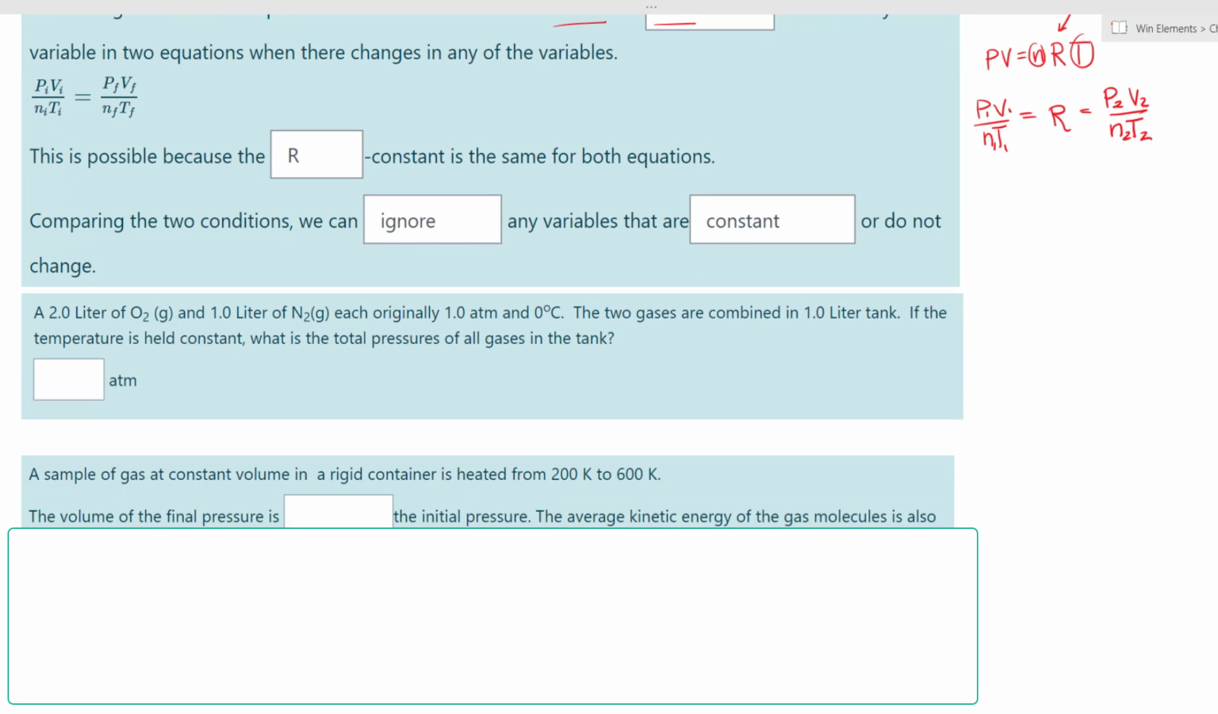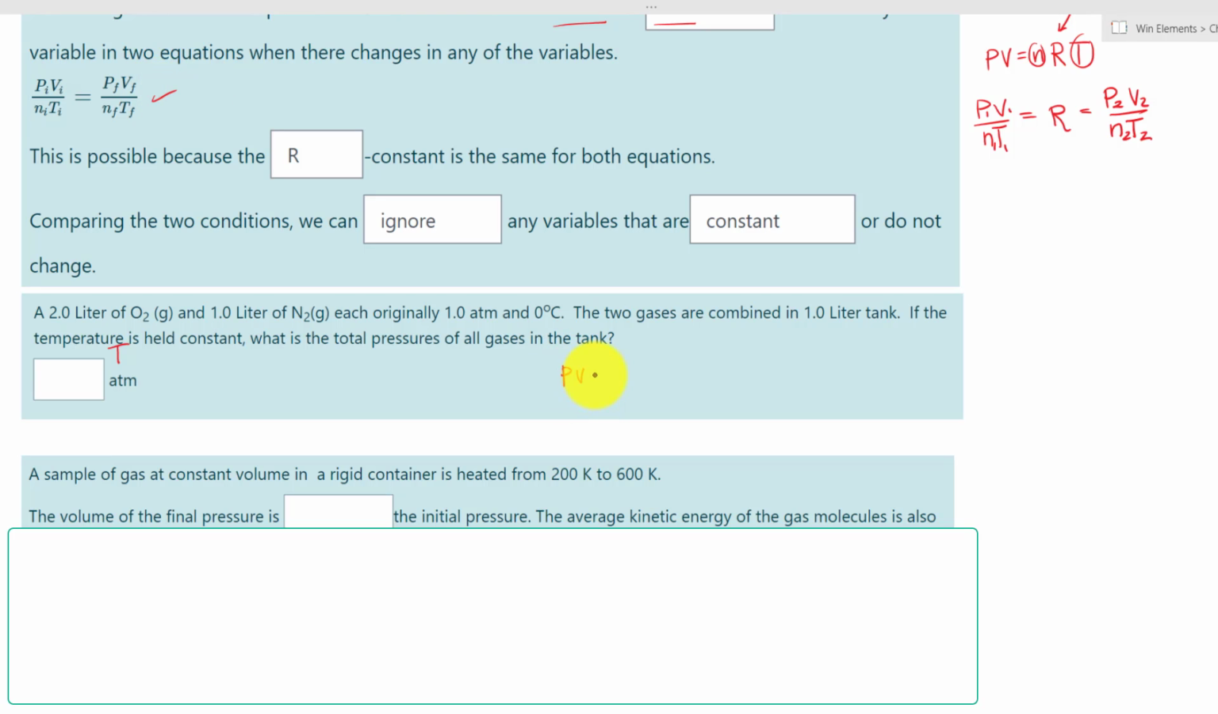So let's look at this right here. We have 2 liters of oxygen gas and 1 liter of nitrogen gas, each originally at 1 atmosphere and 0 degrees Celsius. The two gases are combined in a 1 liter container, okay? If the temperature is held constant, so T is constant, what is the total pressure? So first of all, we have to look at this in terms of like this, okay? I'm going to show you everything from the very beginning. Assume that you don't remember this combined equation.